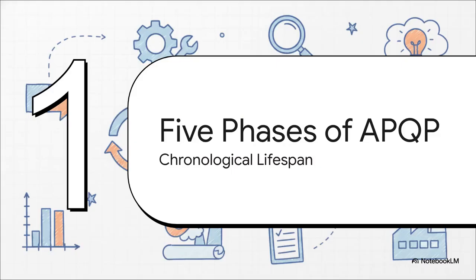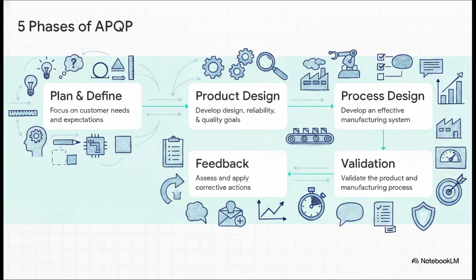Okay, let's dive into how this actually works. Section 3, the 5 phases of APQP. Here is your high-level roadmap. APQP takes this incredibly complex product development journey and divides it into these 5 distinct, totally manageable phases. We move chronologically from planning right into product design, then process design, over to validation, and finally into feedback.